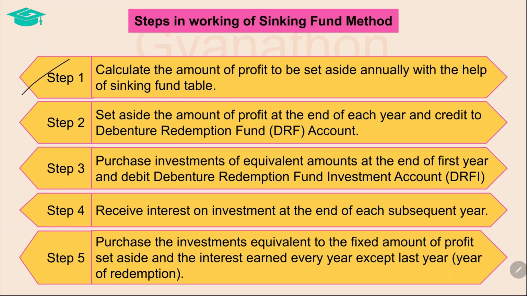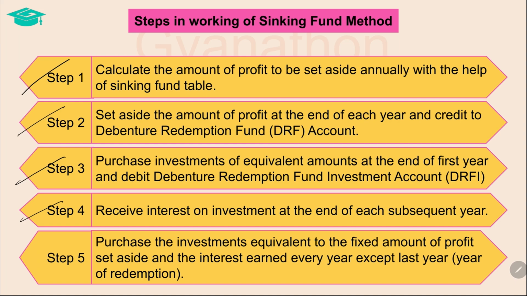The first step to be done is to calculate the amount of profit to be set aside annually. This amount is ascertained with the help of the sinking fund table. Once the amount to be set aside is ascertained, then step 2 is to transfer such amount to the debenture redemption fund account at the end of each year, from the first year to the final year. Once the ascertained amount is transferred to the debenture redemption fund, then step 3 is to invest such amount in marketable securities and debit the same to debenture redemption fund investment account.